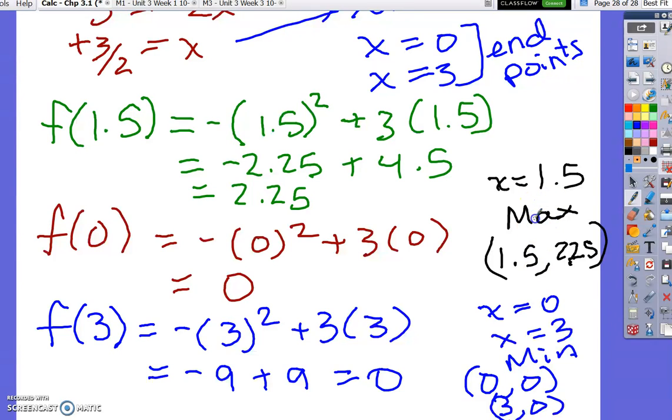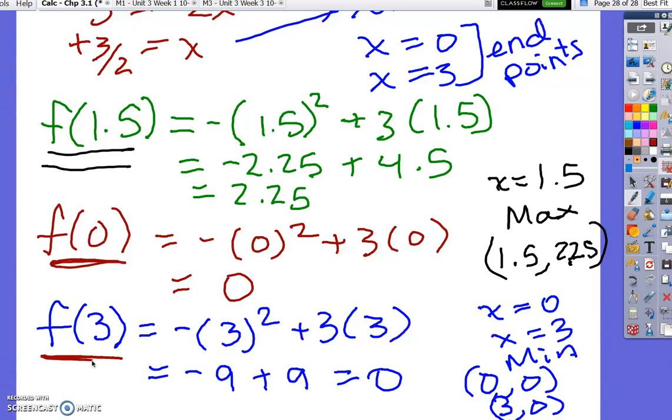Remember, there are 3 different ways to say our maximum. One of them is 2.25. The other one is f of 1.5, and the third is 1.5 comma 2.25. I didn't write down the f of, so I'll just underline in black for my max. That's my max. And my minimums are underlined in red. Those are my two minimums. So that's what we're doing.